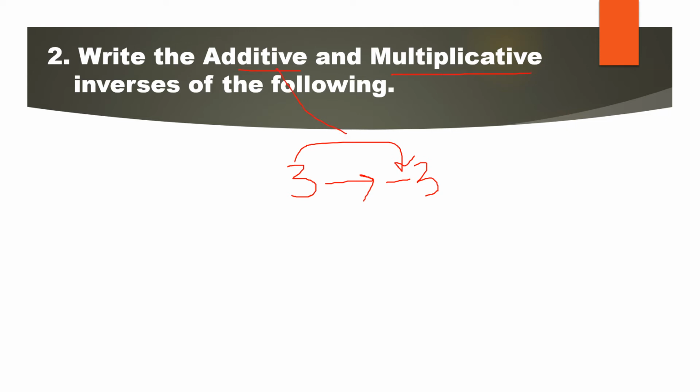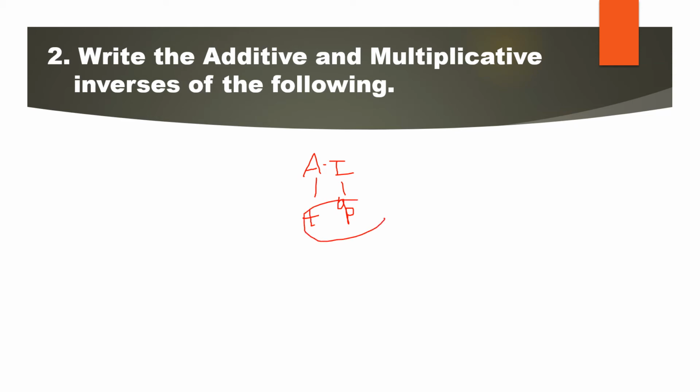Addition symbol opposite is minus. Multiplicative inverse means multiplication's opposite is division. So I can write 3's opposite as 1 by 3. Okay, simple children. Whenever I ask for additive inverse, inverse means opposite. Opposite of addition means plus, opposite of plus is minus. So 3 means you should write minus 3.